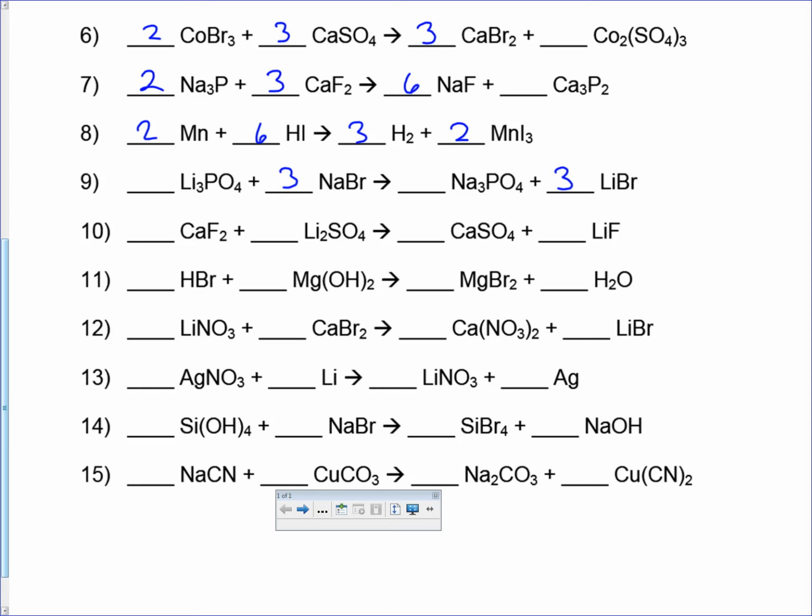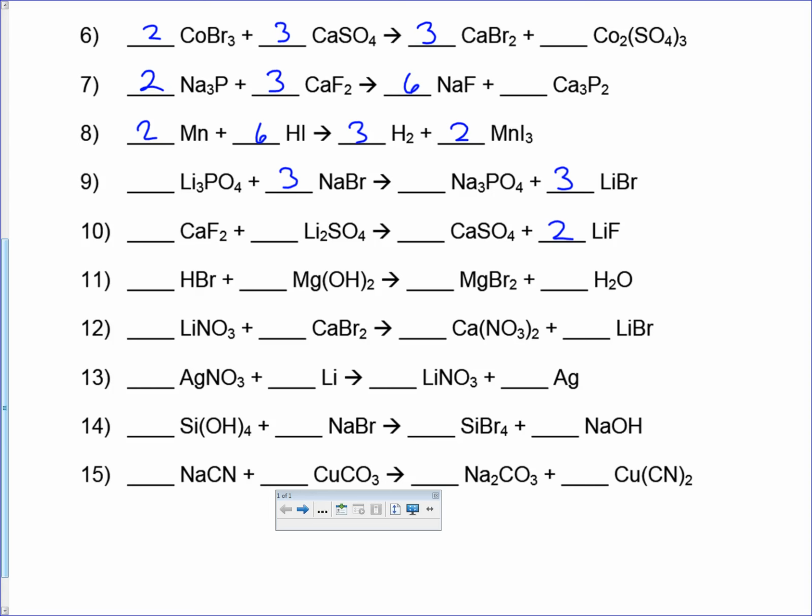Number 10, pretty easy, 2 calciums on both sides, go to fluorine. We need to put a 2 here on the right so that there is 2 fluorines on both sides. Lithium now, that matches good, 2 and 2. Sulfates, there's 1 sulfate on each side, so we're good with that one.